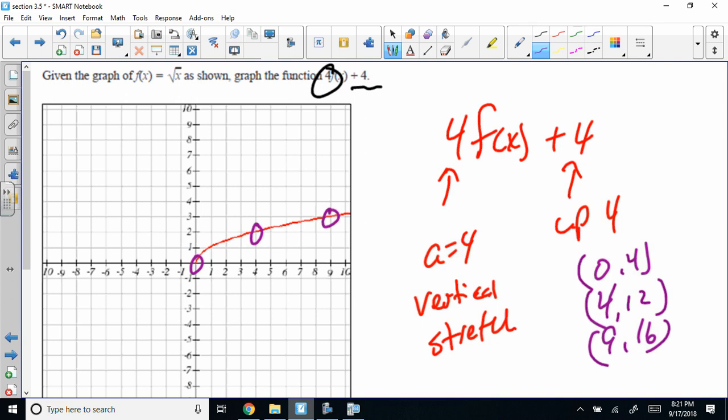Right here, there's my output, 3. That's my y value, right? So I'm looking at the outputs, right? Because f of x is nothing more than the y value, correct? Yeah or nay? Okay. All right.